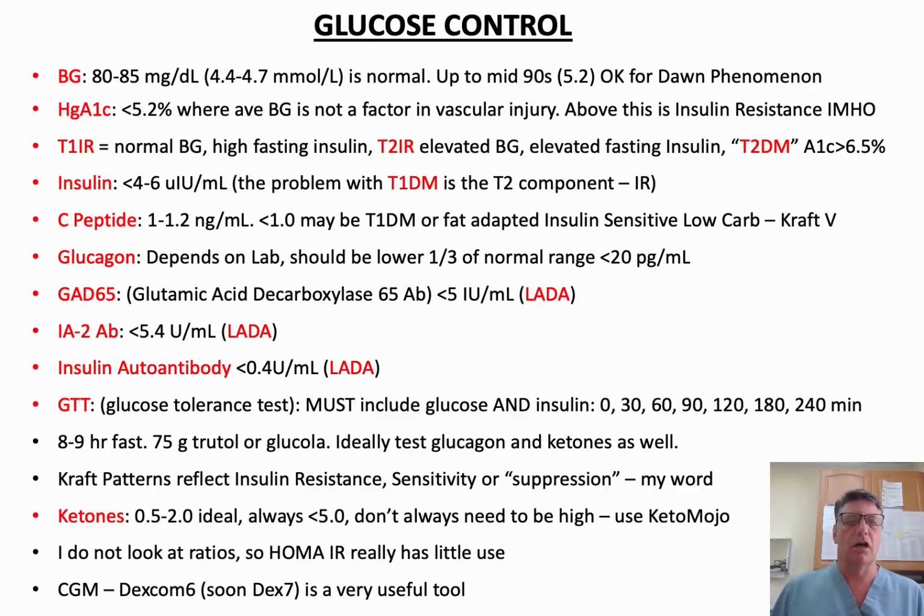Glucagon we test quite a bit, but I don't give normal numbers for glucagon. I just want the glucagon in the early morning to be at the lower 1/3 of the normal range, despite the fact that the person is fasting. So for most of my lab work, it's below 20, but it really depends on the lab. That's why I can't give you a number.